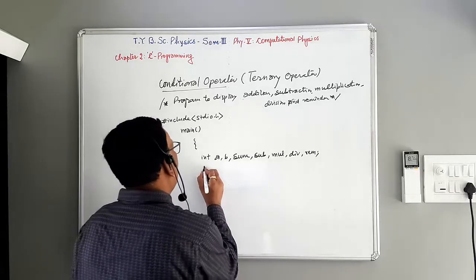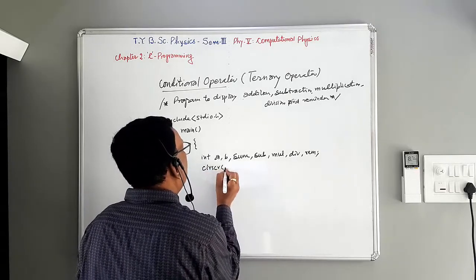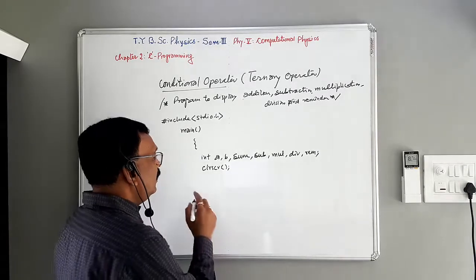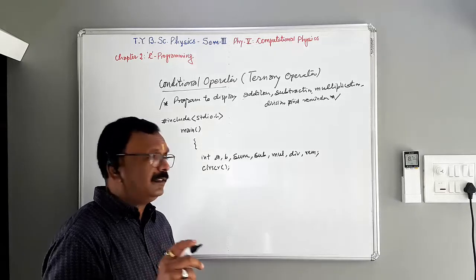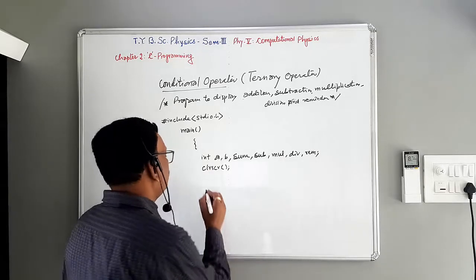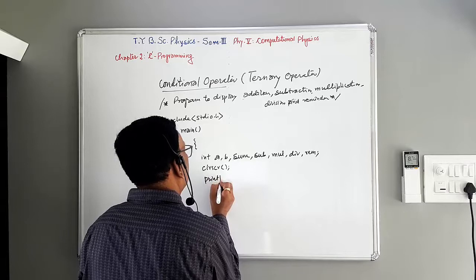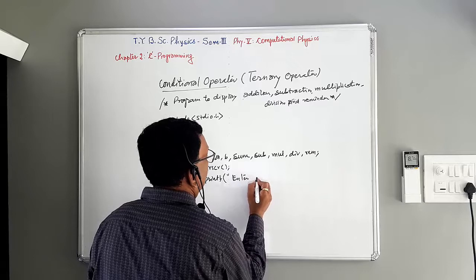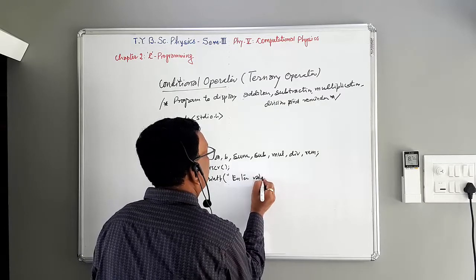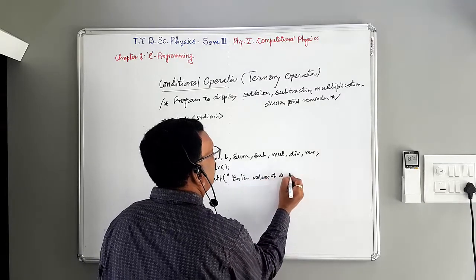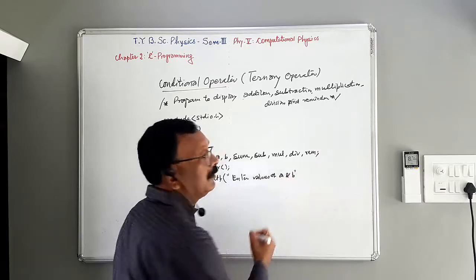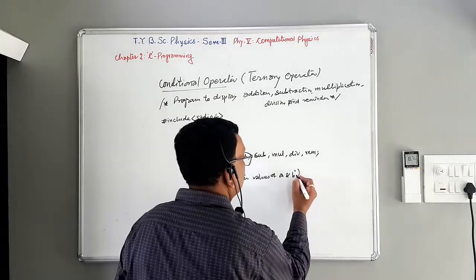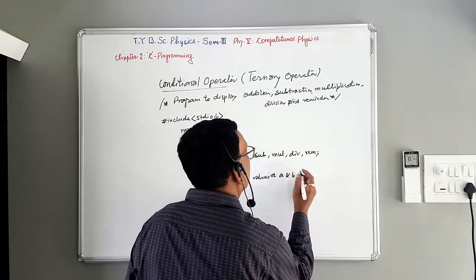Okay. Now, as usual, clrscr is the syntax to clear the screen. Now the user enters the values of the variables through the keyboard. Therefore, printf enter value of a and b.